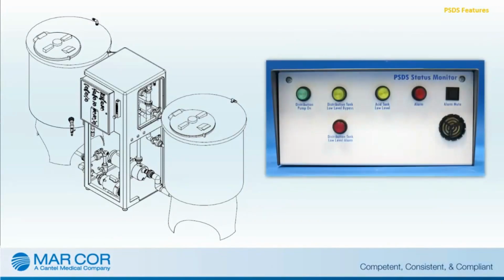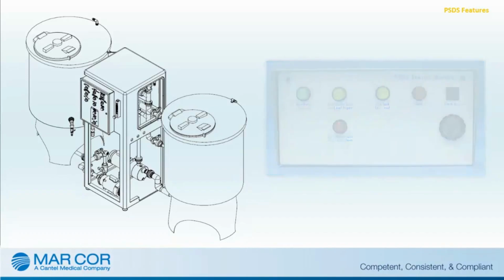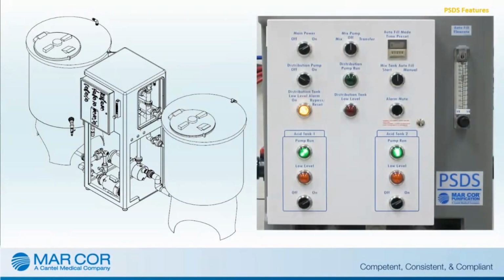A remote monitor indicates the operational status of the PSDS system. It's used to alert nursing station personnel when a problem with the pressurized solution distribution system exists. The remote monitor is a status monitor only and does not include any controls that allow remote operation or adjustments of the PSDS system. A control and alarm panel houses the PSDS pump switches and system alarms.